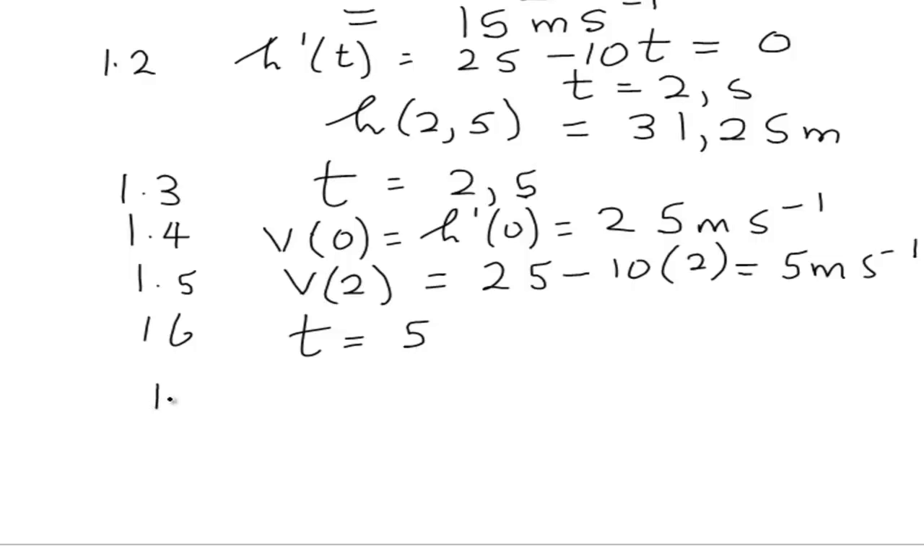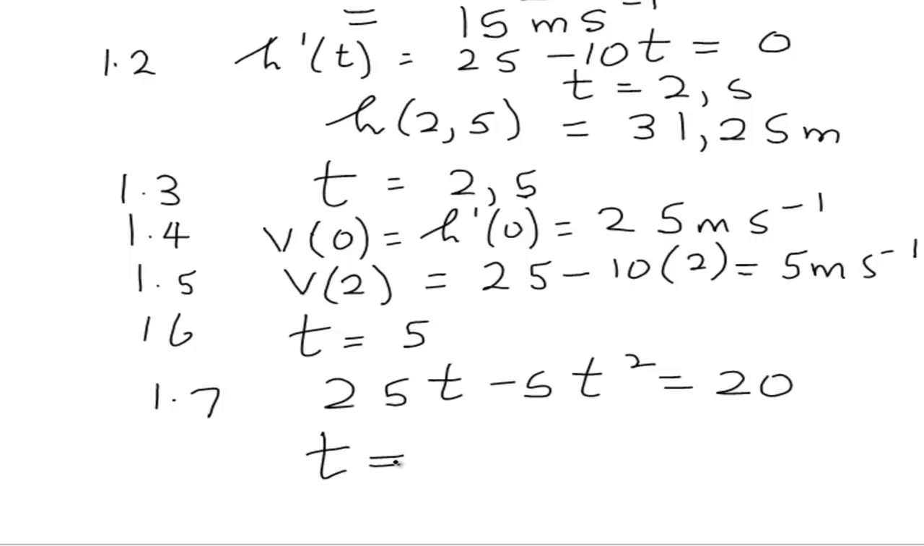So 1.7 wants to know after what time will it be 20 meters above the ground. So in other words, 25t minus 5t squared is equal to 20, and then when you solve for t, you'll get t equals 1 or t equals 4.